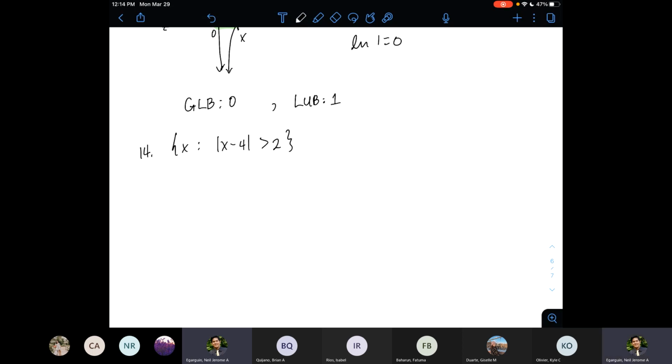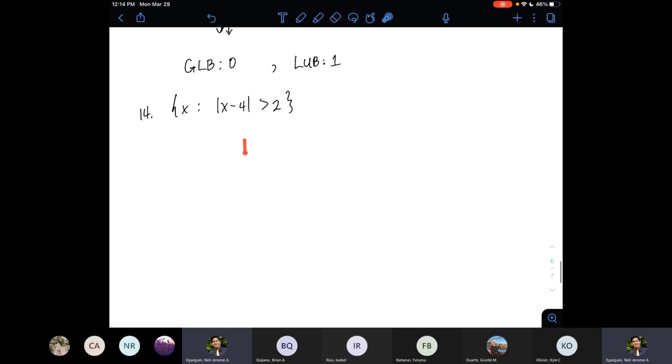Okay, so the set is not easy to interpret. Actually, you can interpret it as the distance, because here this would be the distance between x and 4, right? So you're saying this would be the set of all x's whose distance away from 4 is larger than 2, right? But it's still easier to find the GLB and the LUB, if they exist, if you look at this in terms of an interval, right? So let's solve this inequality.